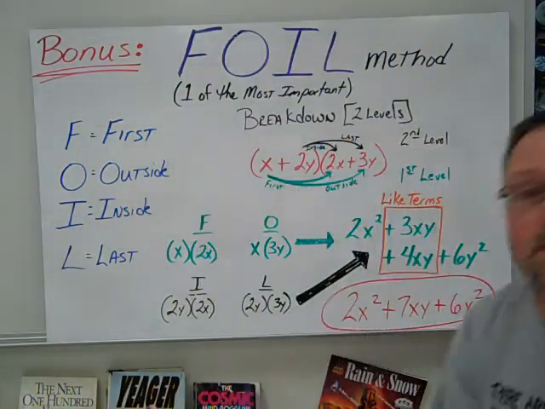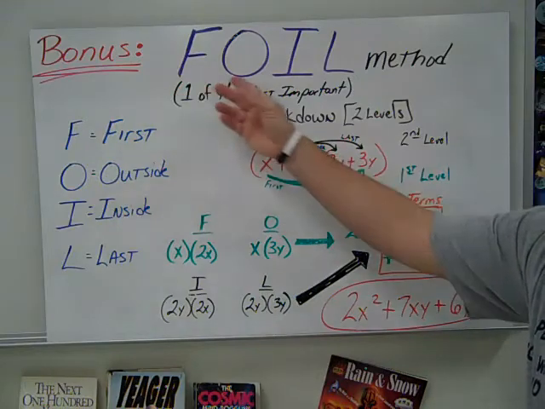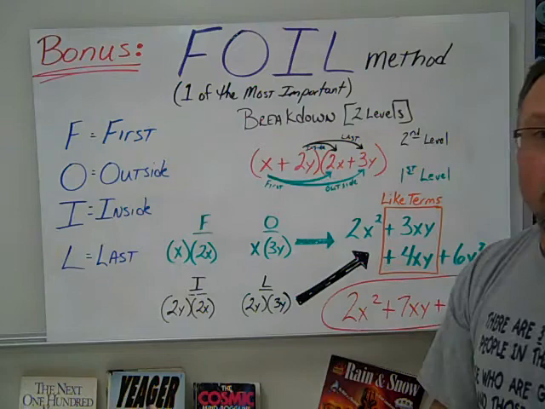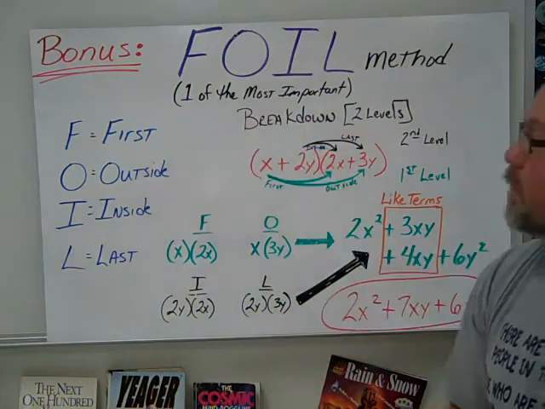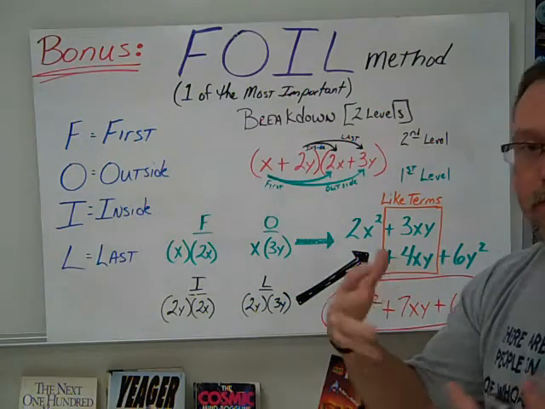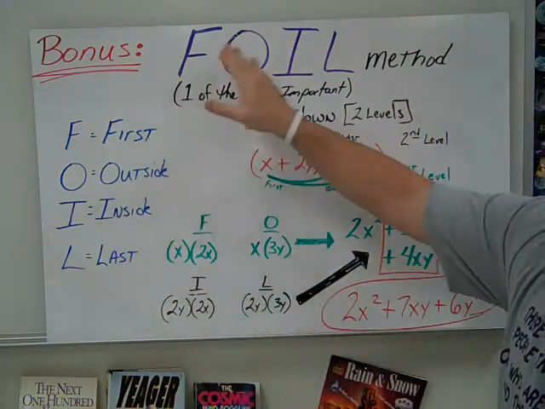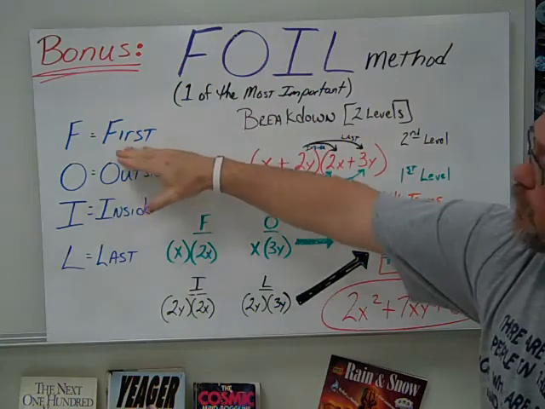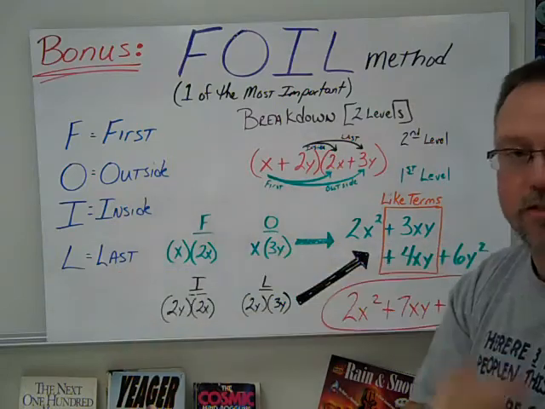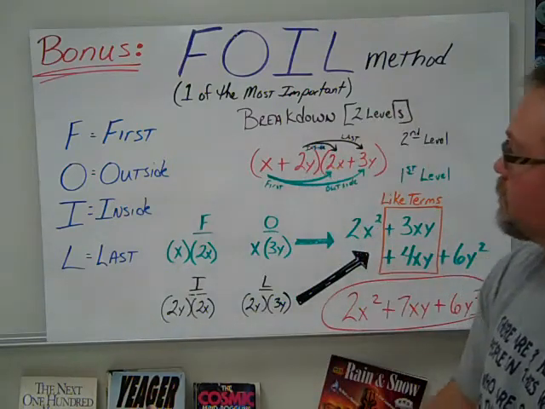Alright, we have a bonus section for this part. This is what's referred to as the FOIL method, F-O-I-L. This is probably one of the most important sections of algebra that you're going to use, just because of the nature of the problem that you're working with. However, FOIL stands for first, outside, inside, and last. So there's a pattern to working the problems for this section.